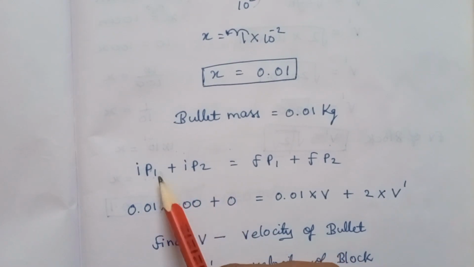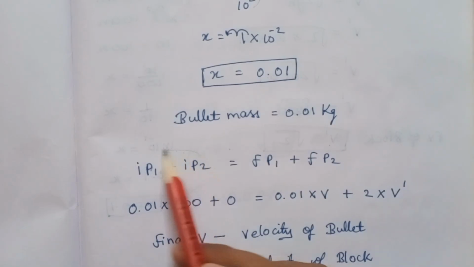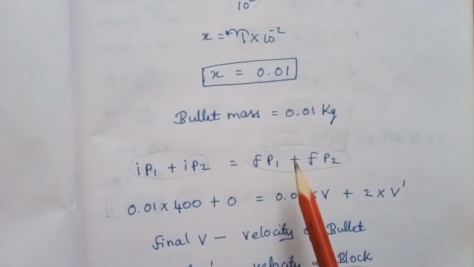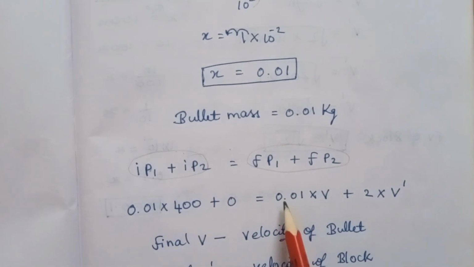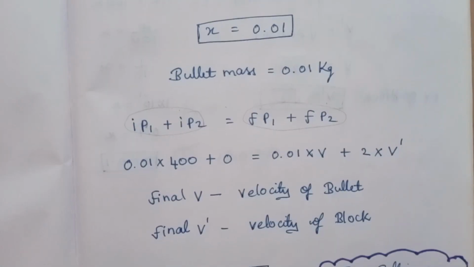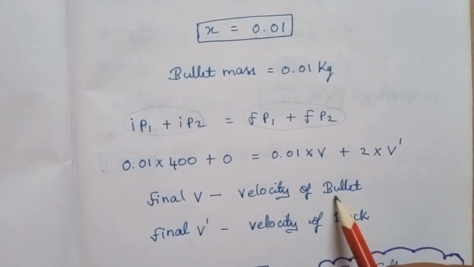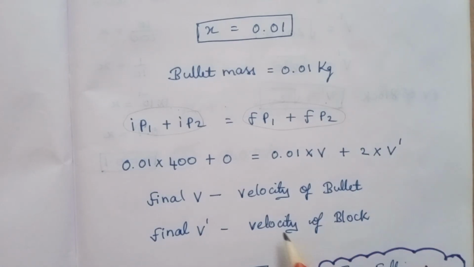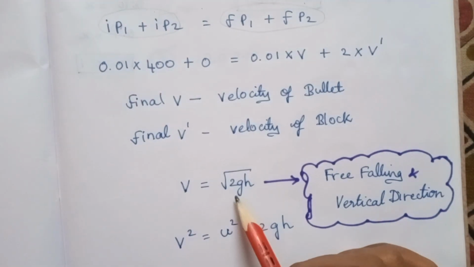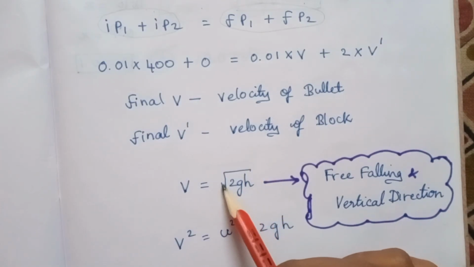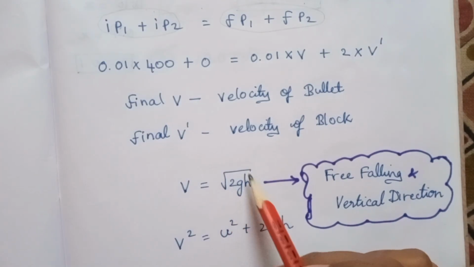As per the formula, total initial momentum is equal to total final momentum. So substitute all the values. This v is the final velocity of the bullet. This v dash is the velocity of the block. For finding the velocity of the block, we have to use this formula: v is equal to square root of 2gh.